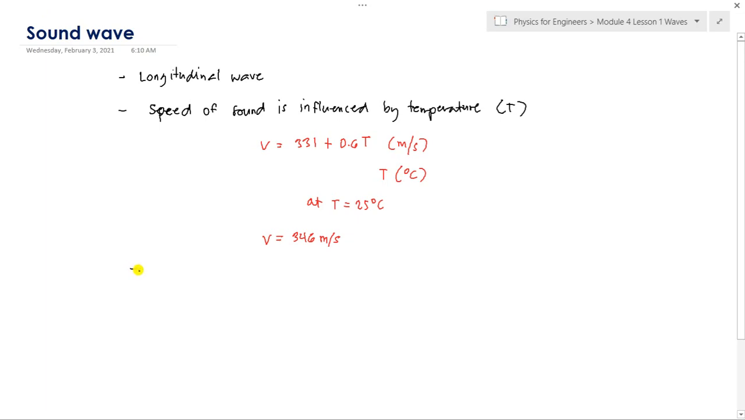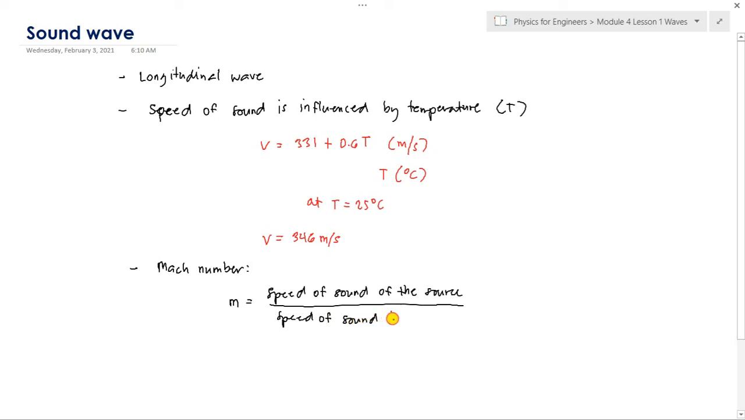Another quantity to define the speed of sound is by using this Mach number. Importante ning Mach number because the Mach number M is the ratio of the speed of sound of the source all over the speed of sound in that medium. Good example niani is, let's say we have a jet plane. Nag-travel na siya, and sa iyang engine mo-emit na siya og sound. So that is the speed of sound sa source.